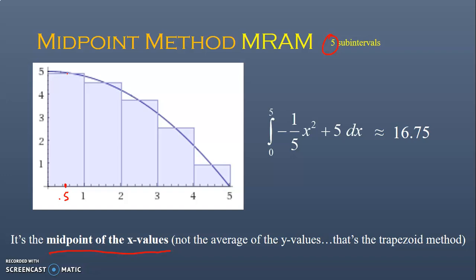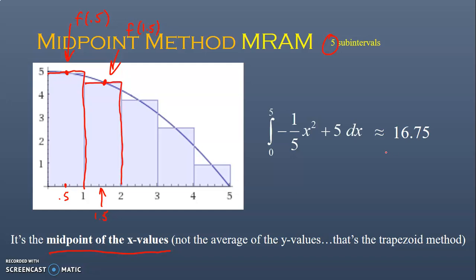I'm going to find the f value that goes with that, so this would be like f of 0.5. And I'm going to draw the rectangle using that value. So again, I would take halfway between 1 and 2, which would be 1.5, find the value of the function at 1.5, and use that height to draw my rectangle.